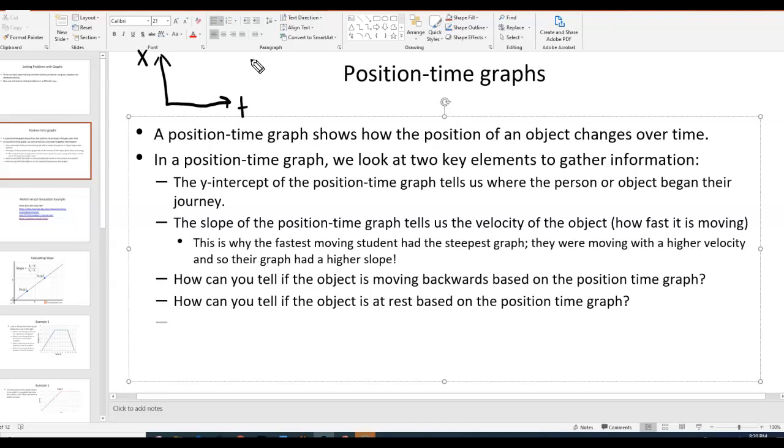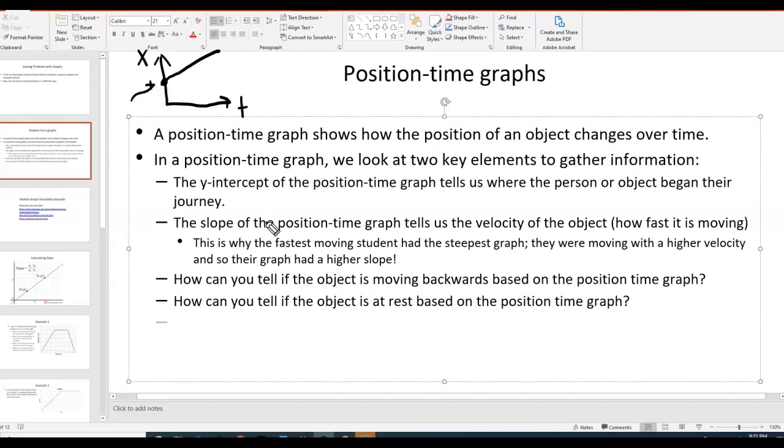Now remember, position is like a single point on a number line. If you imagine an object moving backwards and forwards, its position can go up and down depending on where it is along that number line. On a position time graph, there are two key elements you need to know. Number one, the y-intercept tells you where the person or object begins their journey. For example, if I had a position time graph that looked like this, I would look right here at the y-intercept, and that would tell me where the object starts. That's called the initial position, their starting point. So that's fact number one.